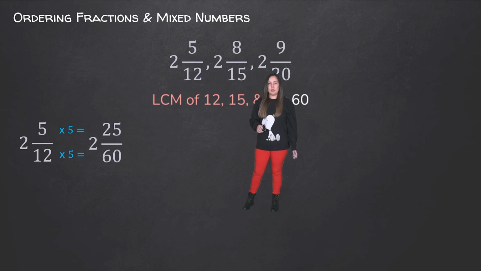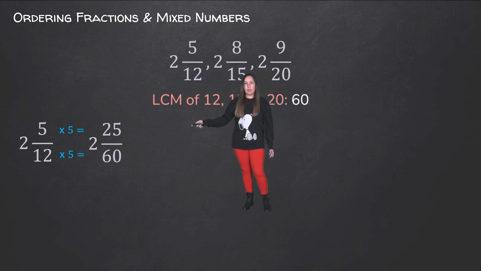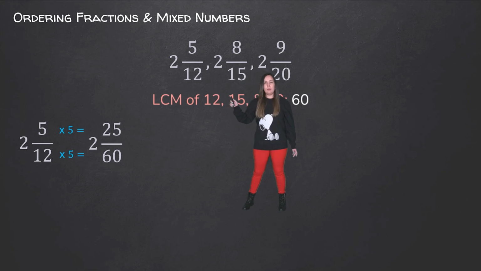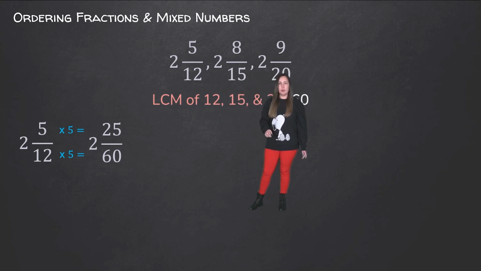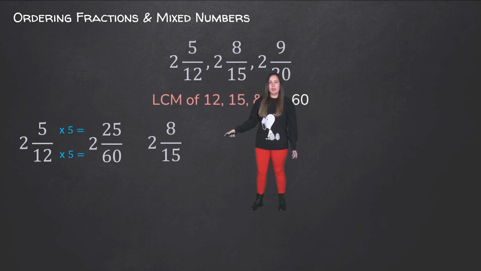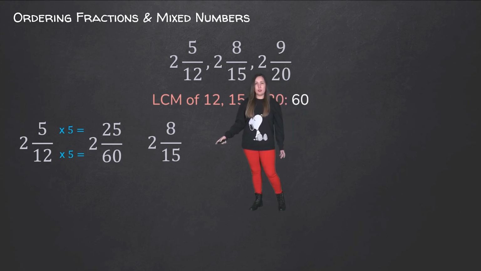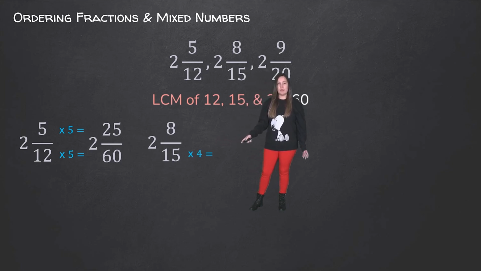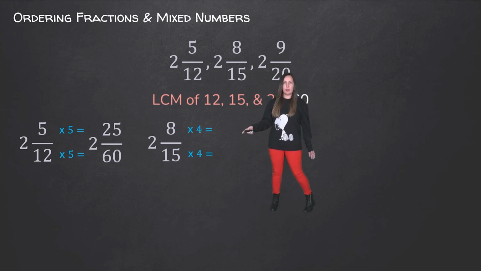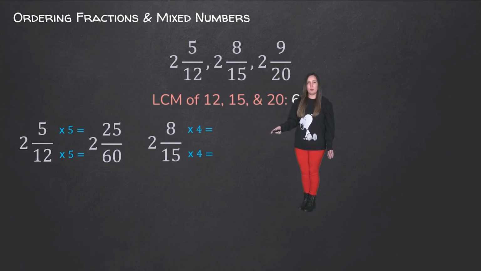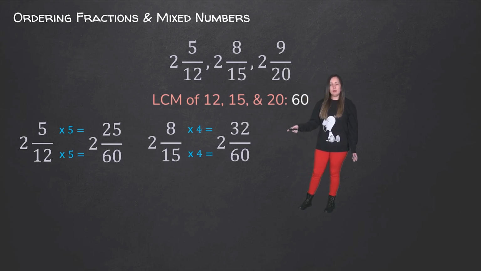Now the whole number stays the same, but for our numerator, 5 times 5 is equal to 25, and for our denominator, 12 times 5 is equal to 60. Now we're going to move on to 2 and 8 over 15. Now we want a denominator of 60, so 15 times 4 would give us 60, and whatever we do to the denominator, we must do to the numerator as well. So we're going to take 8 and multiply it by 4. Now the whole number stays the same, but 8 times 4 is equal to 32, and 15 times 4 is equal to 60.